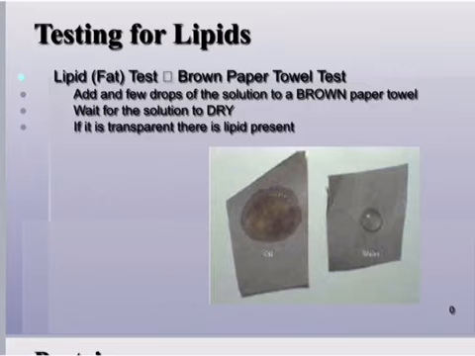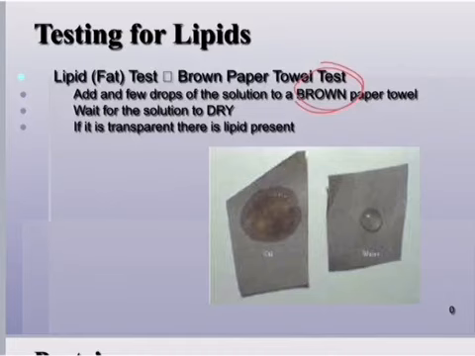The test for a lipid is the simplest test that we will do for organic compounds. You've probably done a test like this before if you've ever gotten some French fries in a brown paper bag from your favorite fast food restaurant. You take a few drops of the solution that you want to test and put it onto a brown paper towel. Now, it does have to be brown paper towel. Be careful because some of our classroom paper towels are white. And then wait for the solution to dry.